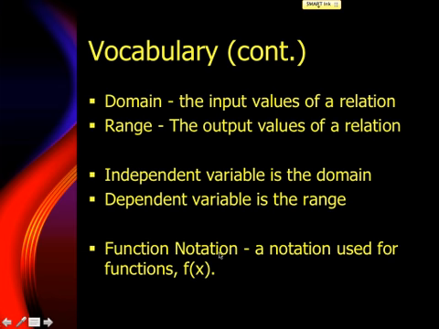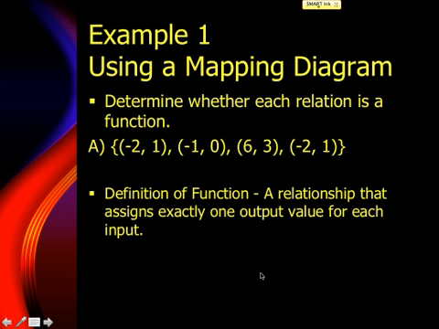Function notation is a notation used for functions. We will talk a little bit more about that later in the video, but we are going to use this notation right here, f of x. This represents an output. It represents like a dependent variable or a range value. We call it f of x. And we're going to talk about what functions are next.